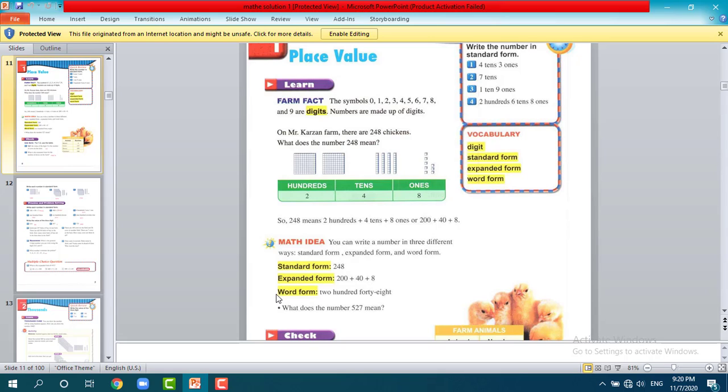The last form is word form. In word form, students, we write like we read. We read it 248. Then we write 248. 248 is the word form.